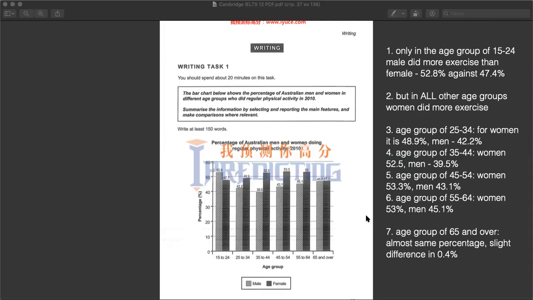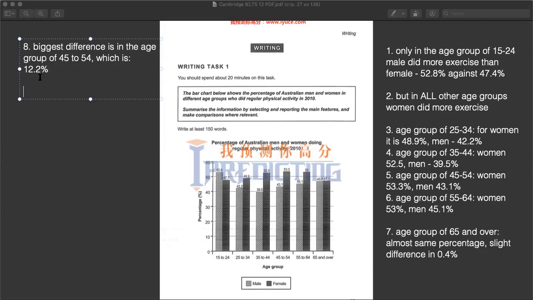Okay, so these are the important things that we can select. What else can we say here? Can we compare these things? For example, you see the biggest difference here is 12%. Yes, this one is the biggest difference. I'll write here on the left. So it's the eighth thing: the biggest difference is in the age group of 45 to 54, which is 12.2%.